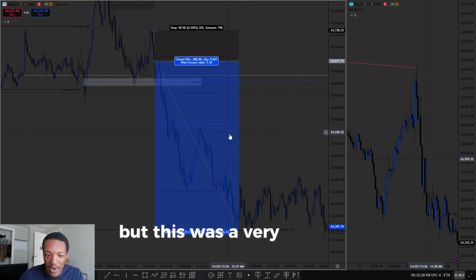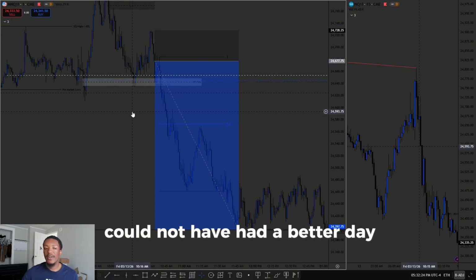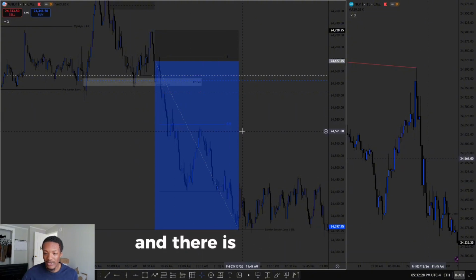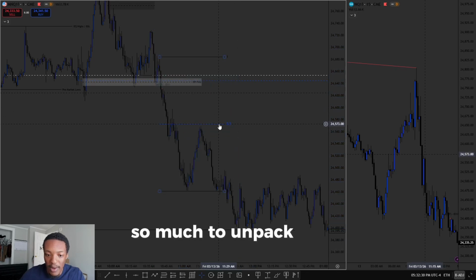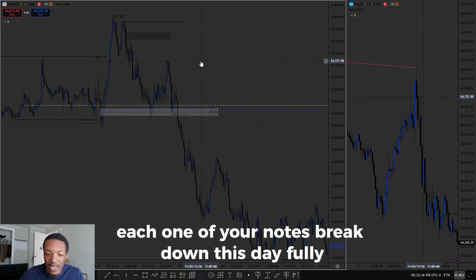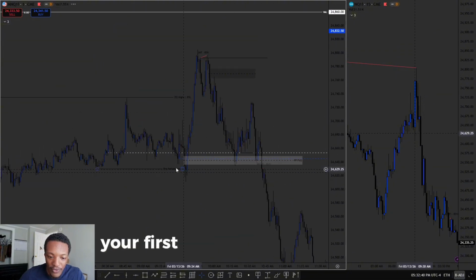But this was a very, very clean trade. You honestly could not have had a better day than this so far this month. This is probably the best day of the month, and there's just so much to unpack. This is definitely a day that I would take to each one of your journals, each one of your notes, break down this day fully and study this day deeply, because there is a lot to learn about your first presented fair value gap.